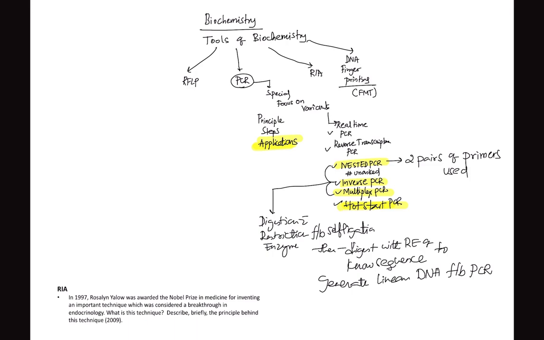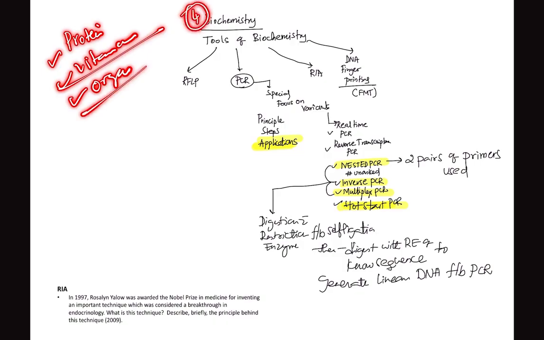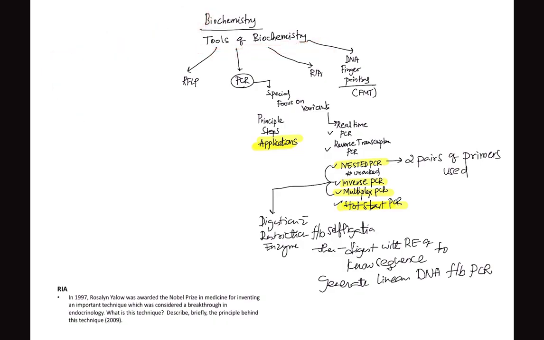Within a subject there are 4 topics. One is protein synthesis, another is vitamins and minerals, another is organ function tests, and the fourth is the tools of biochemistry. There are 3 tools of biochemistry: restriction fragment length polymorphism, PCR, and radioimmunoassay. The fourth thing is actually a forensic medicine topic, DNA fingerprinting. They're asking a lot of questions on DNA fingerprinting principles and steps.